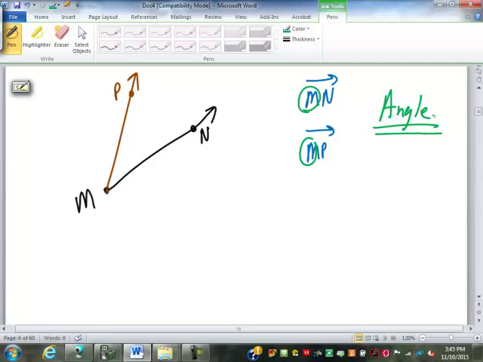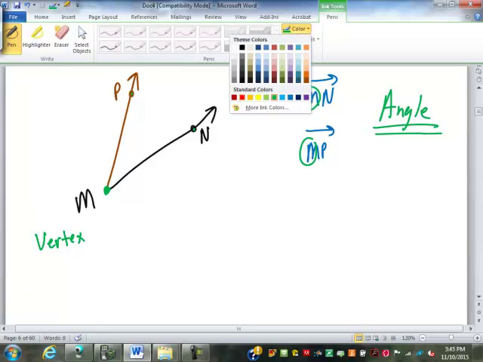The angle has three parts, technically. It has the vertex, which is that common starting point, point M. And then it has sides. This would be side MN and this would be side MP.